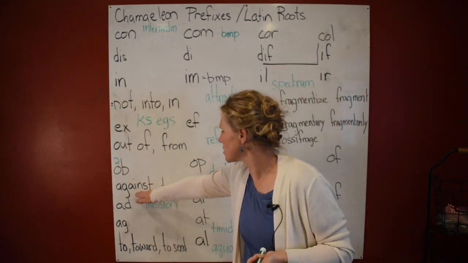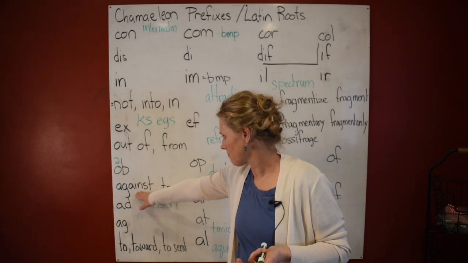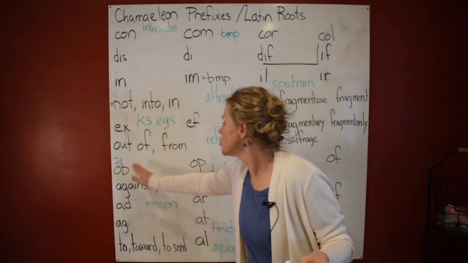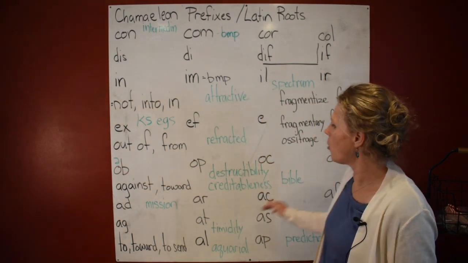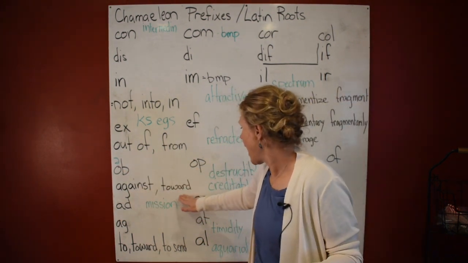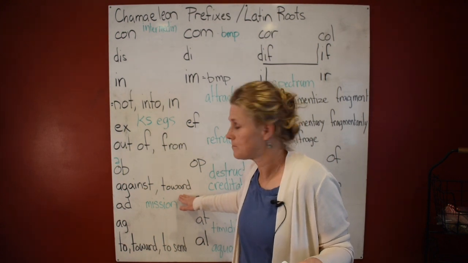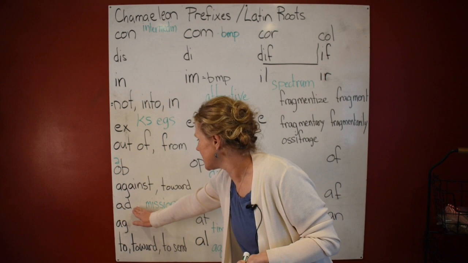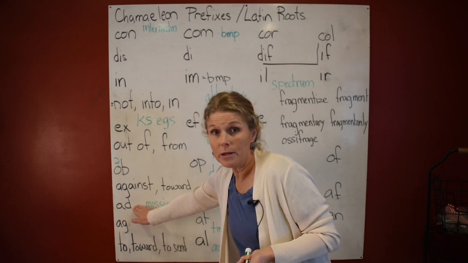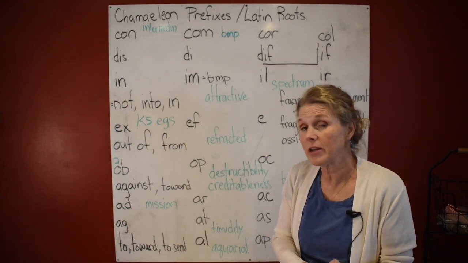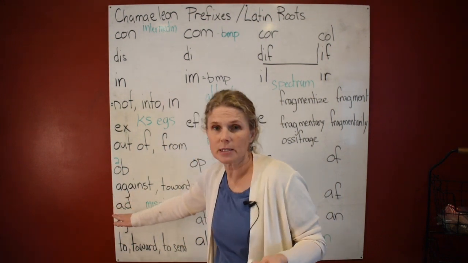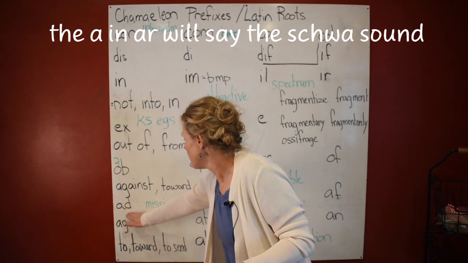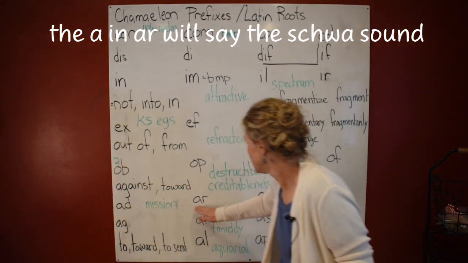When you put them on a root, what's it going to mean? Daniel? Against. And Paul? Toward. So OB, OP, OC, and OF mean against and or toward. Now our next chameleon prefix is ud or ad, whatever, if it ends up being in the unaccented syllable, which most likely it will be. So ud, uck.